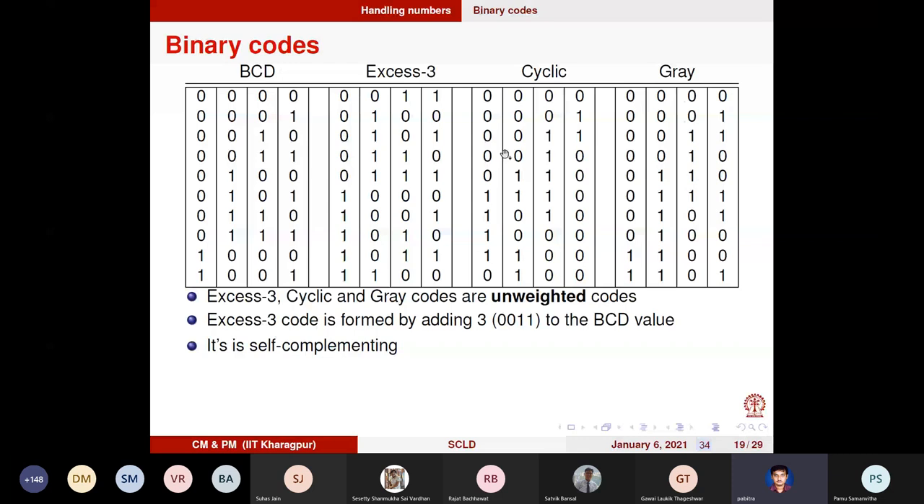Okay, so XS3 code is very easy to get. What you do is get the BCD code of a decimal number. For every digit, you get 4 bits. And to every digit, you add 3. That means you add 0011, which is 4-bit binary 3. You add that to every BCD code, and you get the corresponding XS3 code.